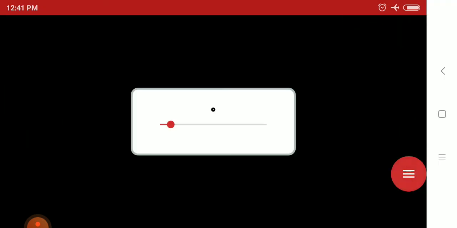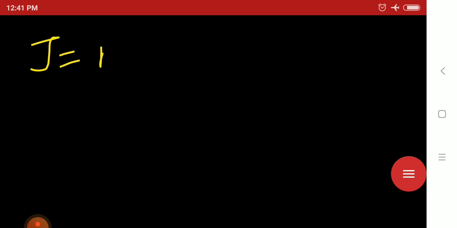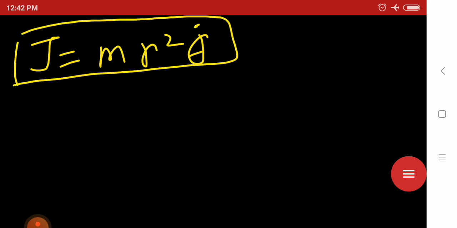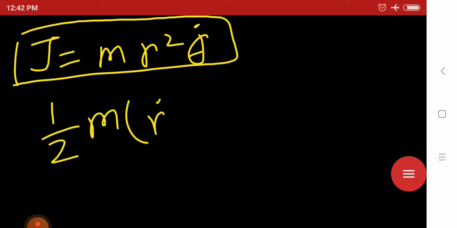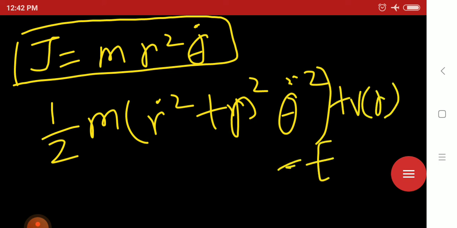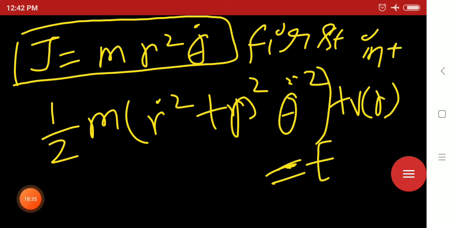So we got two first integrals of motion. The first integral of motion is J equals m r square theta dot. And another is half m, r dot square plus r square theta dot square, plus V of r equals E. These two are the first integrals of motion. This is very important in our next discussion.